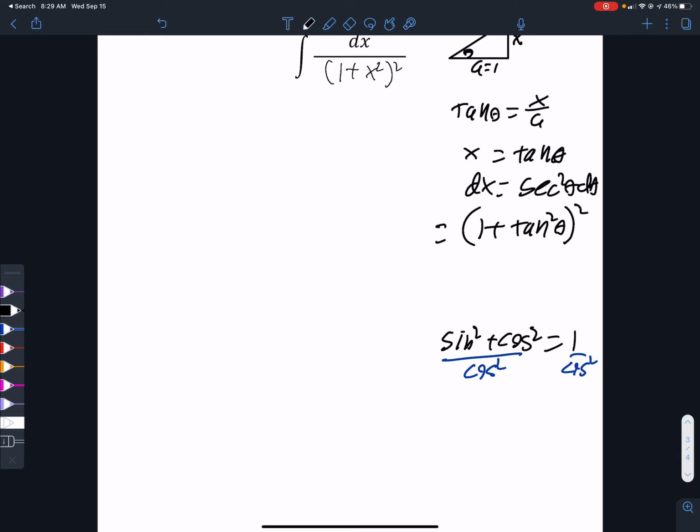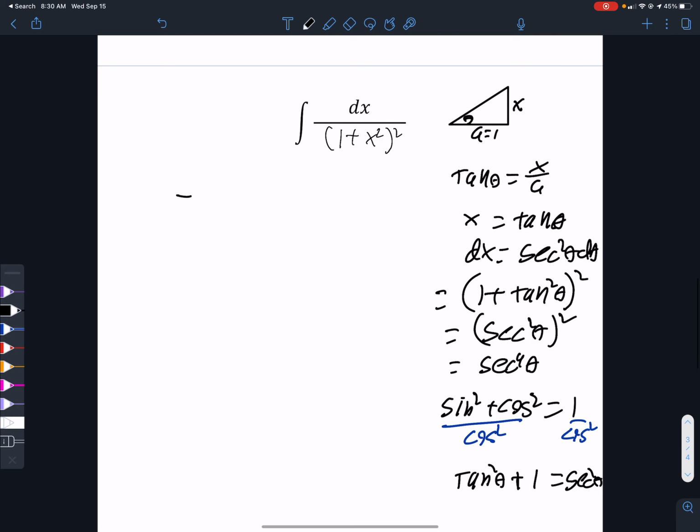And the first two get me tan squared. The second two get me 1. And the third gets me secant squared theta. So what is 1 plus tan squared? That is secant squared. So this is all secant squared theta squared, which is secant to the 4th.